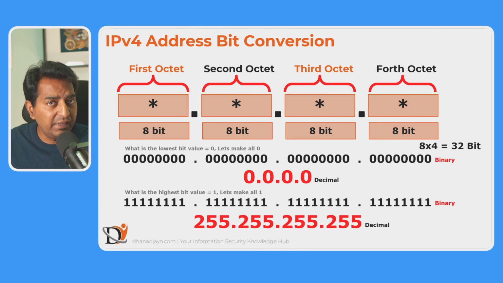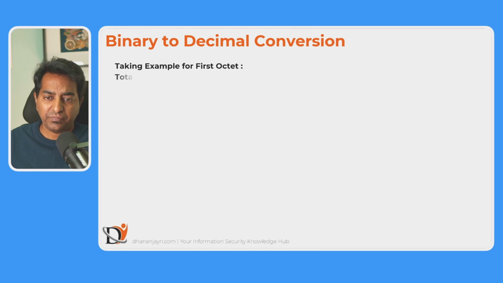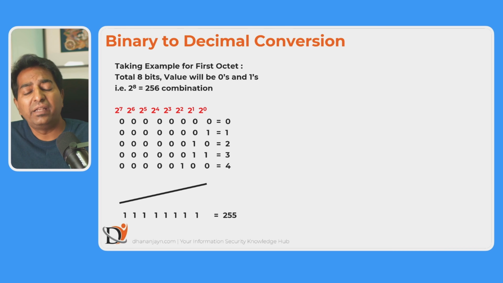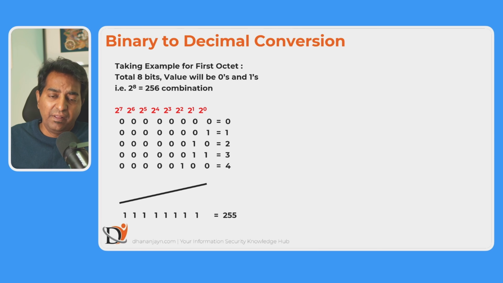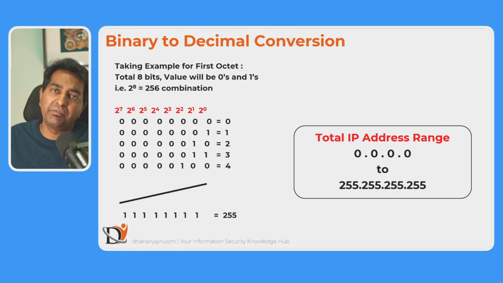Now, if we look at a higher level, the lowest the IP address can go is 0.0.0.0, and the highest we can have is 255.255.255.255. So here on this slide, I have tried capturing the binary conversion of these decimal numbers. If I make all the bits 0, it is going to give me a decimal equivalent of 0. And if I turn all of them into 1, it's going to be 255 in decimal. So in simple words, we can say the range of IPv4 addresses is 0.0.0.0 to 255.255.255.255.